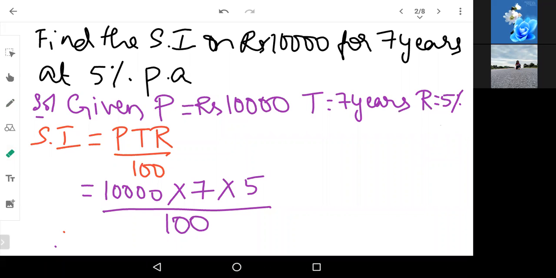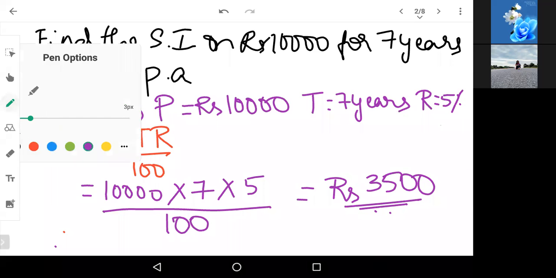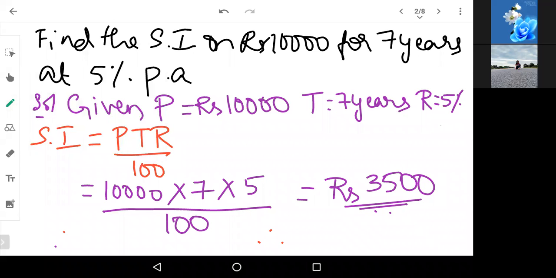Okay. Now, when you calculate this amount, it will come to rupees 3,500, and that will be the simple interest. So, therefore, simple interest is rupees 3,500. That's all. Simple. 2 marks questions. Understood? Any doubts?